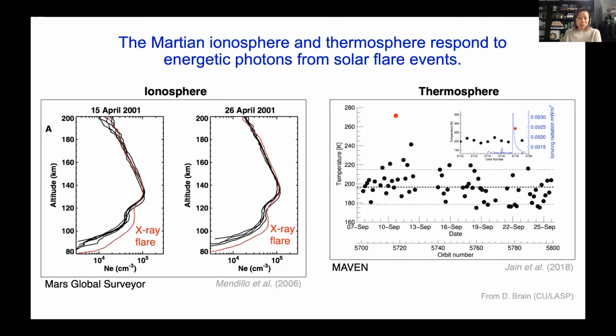Okay, now there's also effects, of course, by solar flares. And these affect the ionosphere and the thermosphere of Mars. On the left-hand side, I'm showing altitude profiles of electron densities in the ionosphere. You can see the profiles for when there's no solar flare event versus when there is a solar flare event, shown in the red profiles here. These are observed by Mars Global Surveyor. On the right-hand side, I'm showing an example of increase in temperature in the thermosphere when there's a solar flare event observed by MAVEN. This is actually during the September 2017 solar eruptive event period.